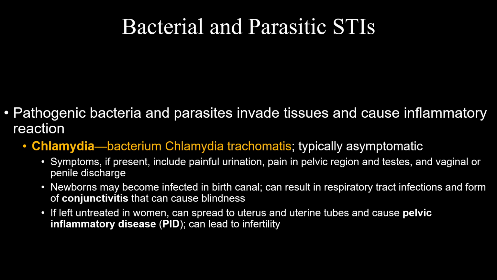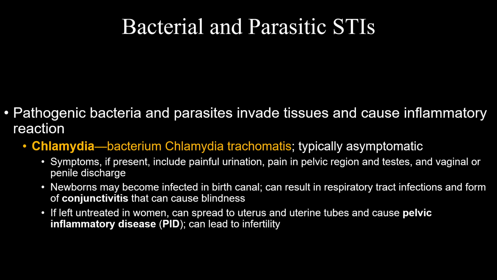It is a common STI caused by the bacterium Chlamydia trachomatis. Even though this is easily treated with antibiotics, about 3 million chlamydial infections occur every year, even in the US. This is because chlamydia tends to produce no symptoms in most people. If symptoms do occur, they may not appear until several weeks after exposure, and they most commonly include painful urination, pain in the pelvic region and testes, and vaginal or penile discharge.